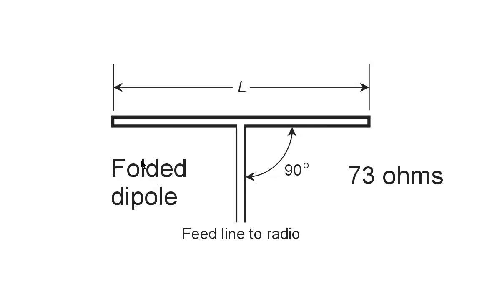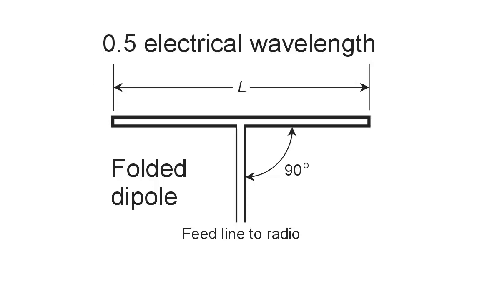What we get is a folded dipole antenna, and the length L of that antenna is 0.5 electrical wavelength, just like an ordinary open dipole antenna. So the correct choice for this question is choice C, 0.5 electrical wavelength. We have to keep in mind that this is an electrical wavelength, and that's going to be somewhat shorter than a physical free space wavelength.